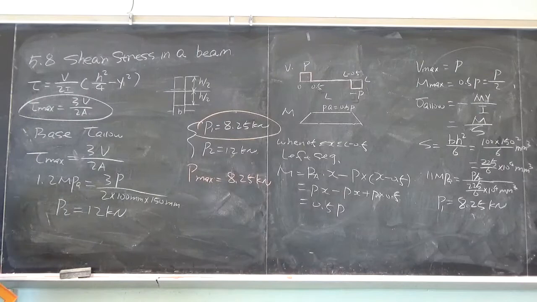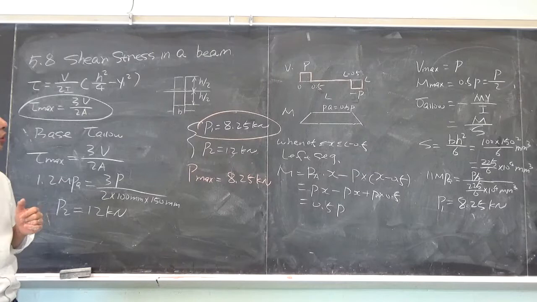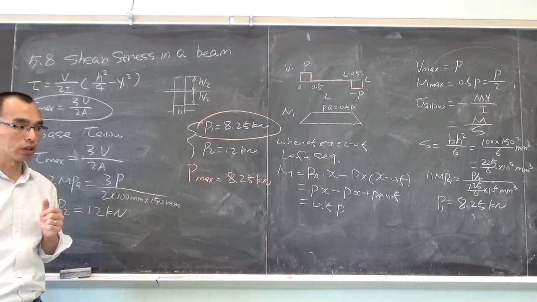So this is the example problem. Given the allowable normal stress and shear stress, we can calculate the allowable load. Or if you know the allowable load and the materials, then you can calculate the dimensions, right? What the width should be, what the height should be. So we can design. This is shear stress in a beam with a rectangular cross section. Next time I will talk about the shear stress in a beam with a circular cross section.